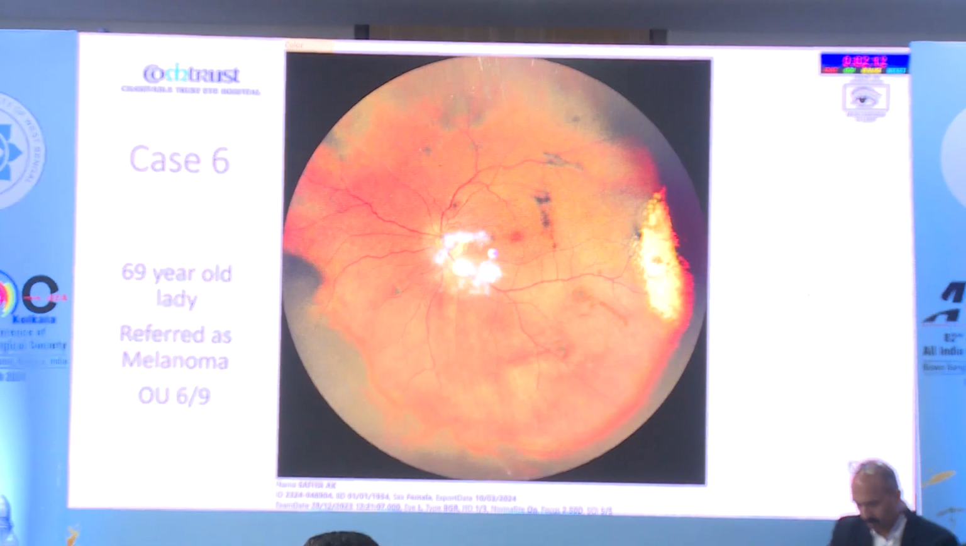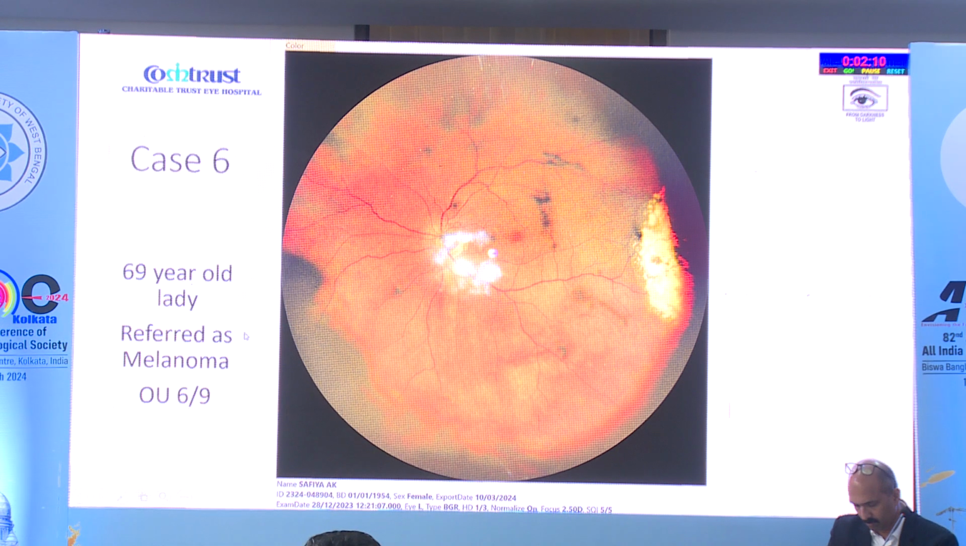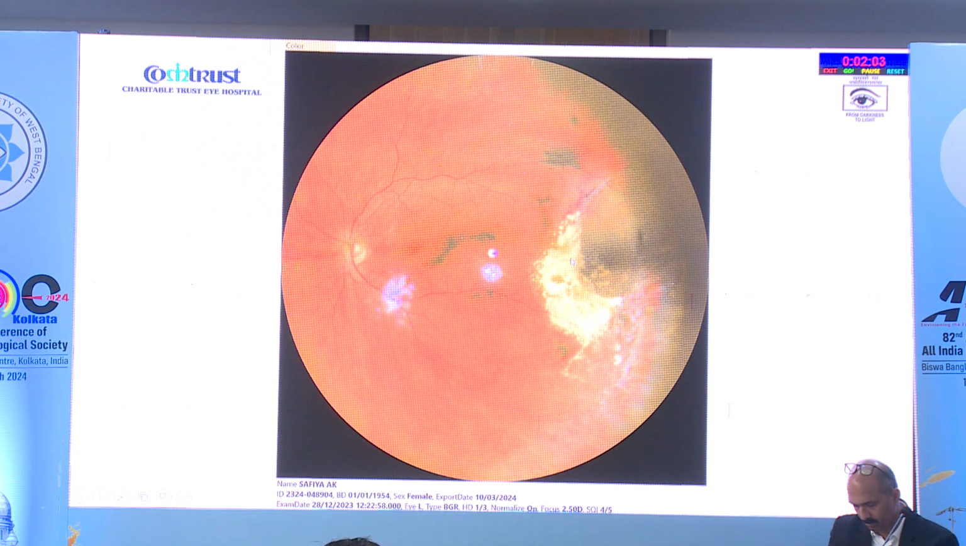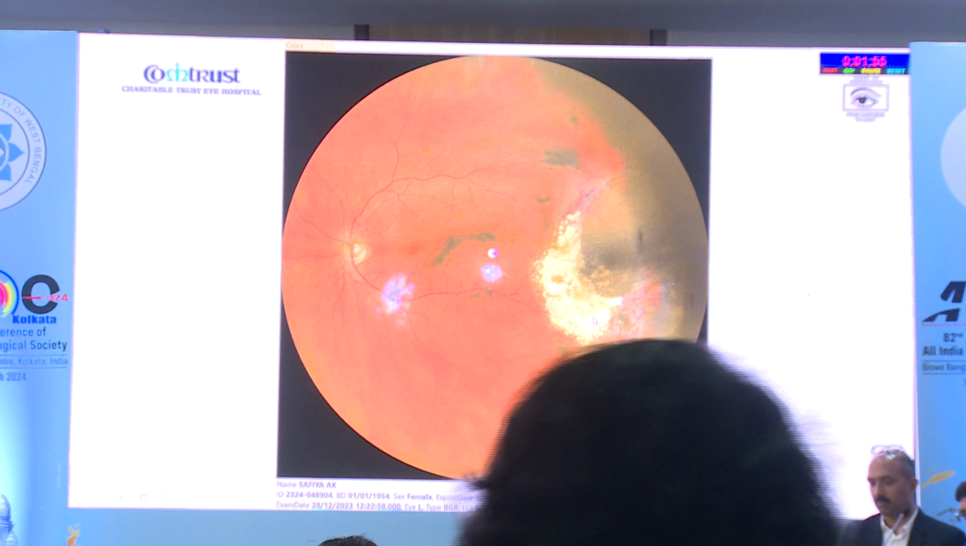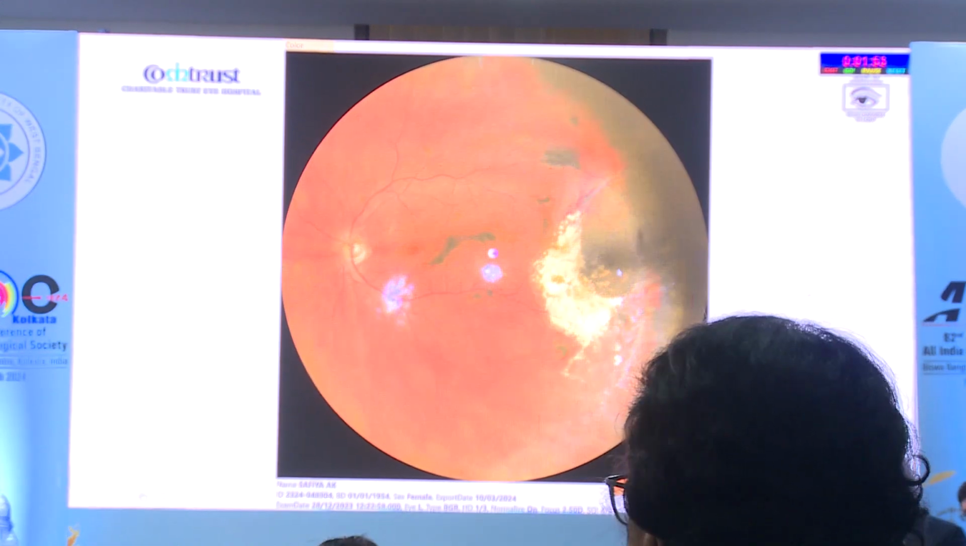This was another case. We have seen many of these cases actually. This is a 69-year-old lady who was referred as melanoma because of a brownish lesion in the periphery. When you tilt the eye a bit, you can see almost till the ora, and you can see a large pigmented lesion here with a lot of exudate surrounding it. This is nothing but a sub-RPE bleed in the periphery.